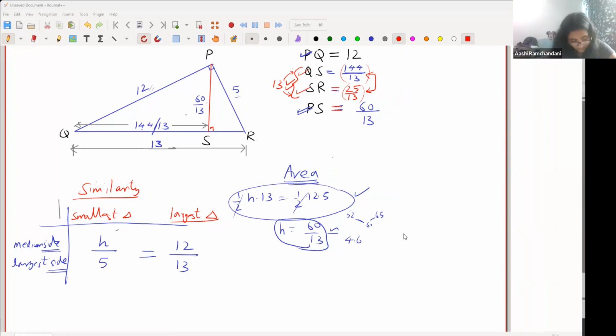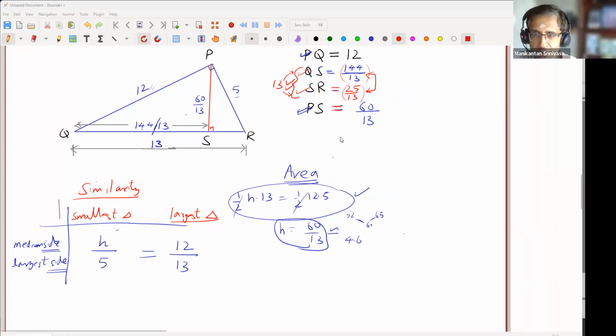Sir, I got it. Got it, Ashi? Okay, cool. All of you got it? If all of you got it, then I don't need to go through again. Or maybe I'll go through SR alone once.